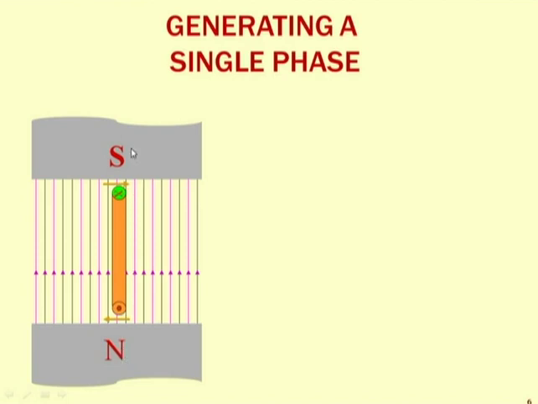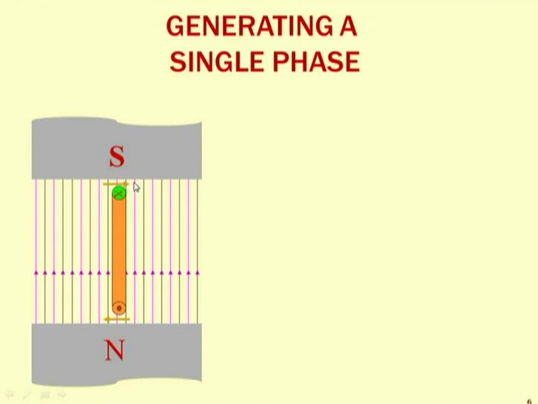See, the position of the north and south pole is not changed. The lines of flux are also not changed. Only the position of the conductor has changed. So now if the position of my conductor is like this, that means it is parallel to the flux. But the motion of the conductor is now perpendicular to the flux.